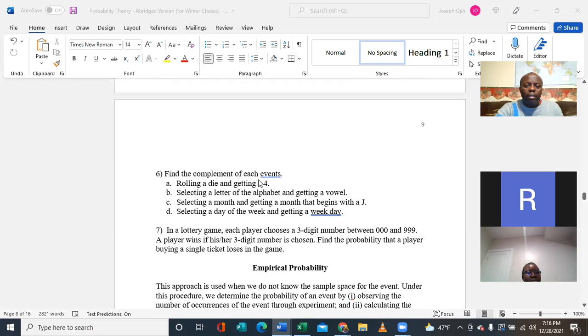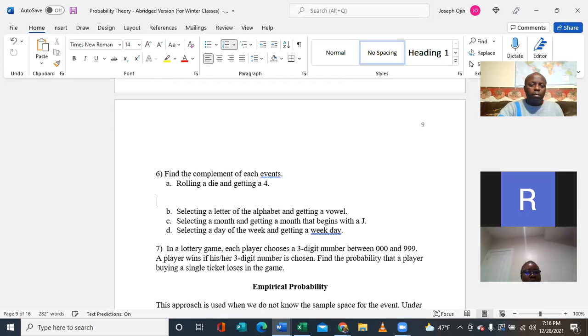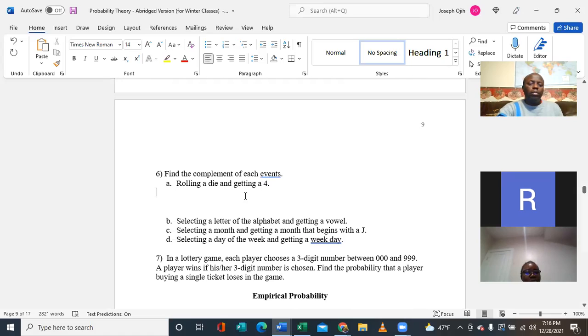So let's see. For example, here it said, find the complement of each event. For example, this one, solution. Rolling a dice and getting a 4. The complement means not getting 4. So you mean getting 1, 2, 3, 5, and 6. Okay, that's the solution.